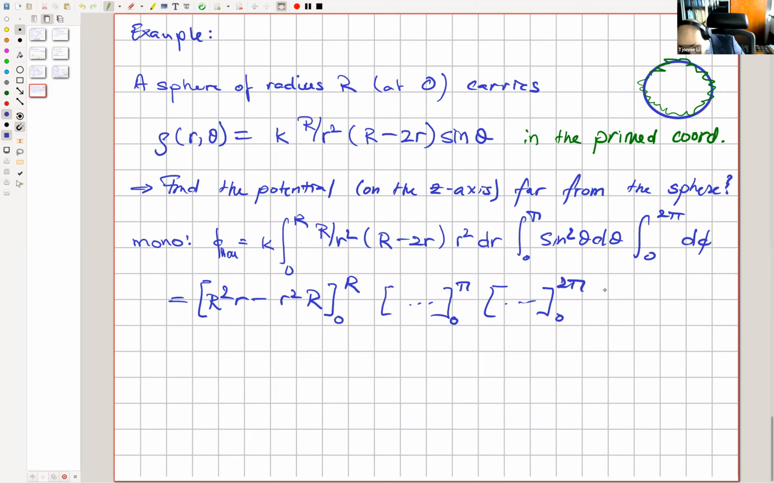But if I now actually put this expression in the first part here for the monopole contribution, this part here goes to 0. And so indeed, we can see that the monopole contribution to this charged sphere equals 0. In other words, the total charge integrated over this entire sphere is 0. So if I go very far away, I don't actually have a contribution from the charge itself.